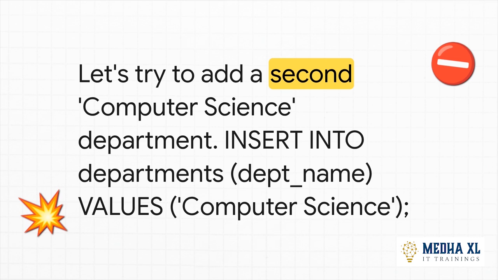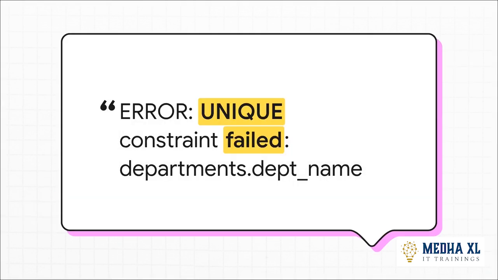Okay, here's the scenario. Let's imagine we already have a computer science department in our table. Now we're going to try to insert a second department with the exact same name. We are intentionally trying to violate that unique constraint we set up way back at the beginning. And what happens? Rejected. The database immediately throws an error. It just stops us dead in our tracks. And look, it even tells us exactly what rule we broke: the unique constraint on the dept_name column. The system literally protected itself from our own mistake.